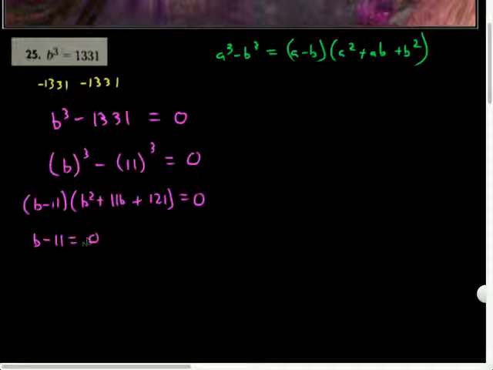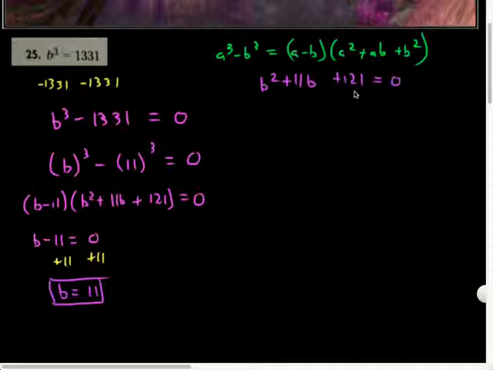You can see that when I solve that, I would just add 11 to both sides, and I would end up with the answer that you would have gotten if you just cube rooted both sides. So I'd get b equals 11. So there's one of my solutions. But this other one is of far more interest to me. b squared plus 11b, that's not a 116, plus 121 equals 0.